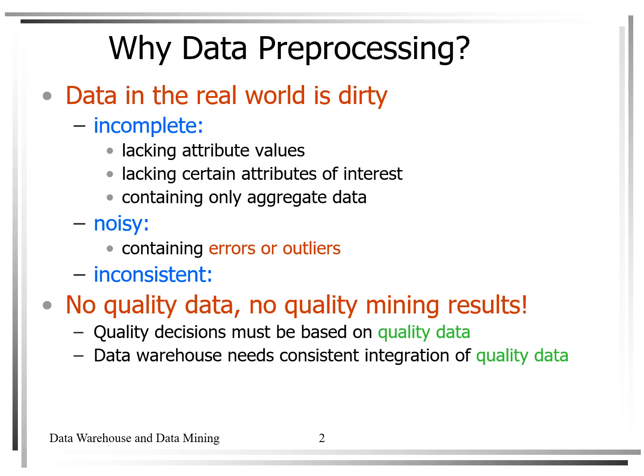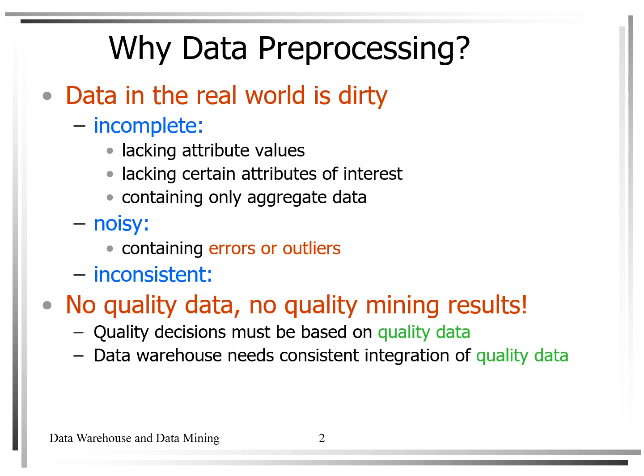Incomplete can mean that sometimes some attributes do not have values, or some attributes are there, but we do not need them. They're actually extra, and not beneficial to the analysis. And in some cases, the data is actually an aggregation of other data, for instance, the sum of some data or the average of some data. So it is not detailed data.